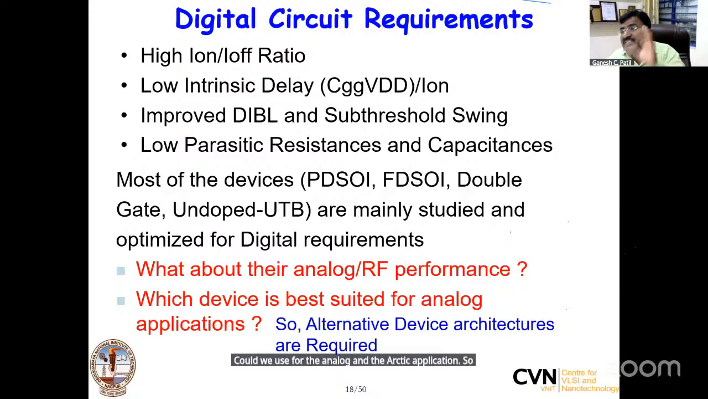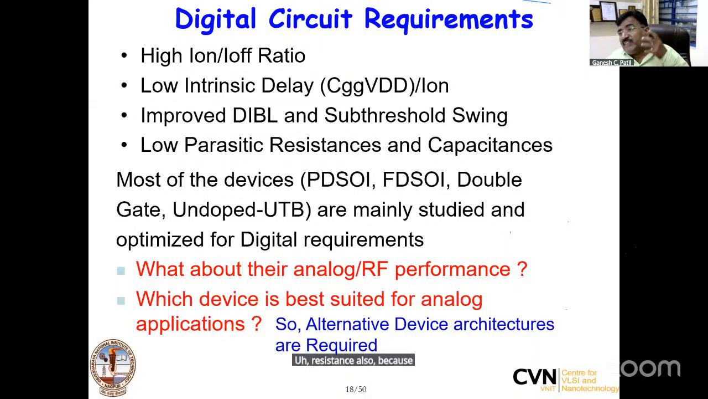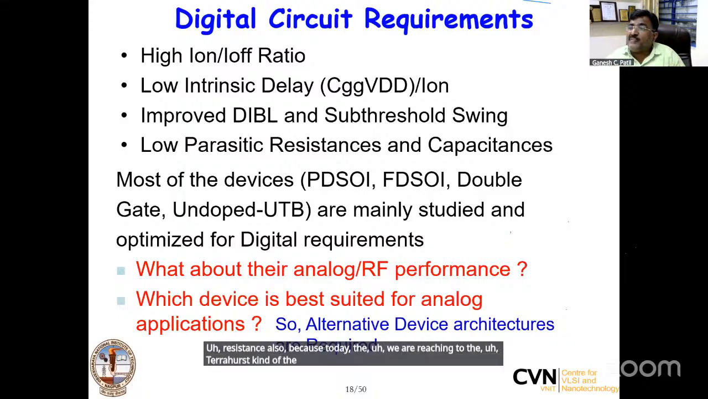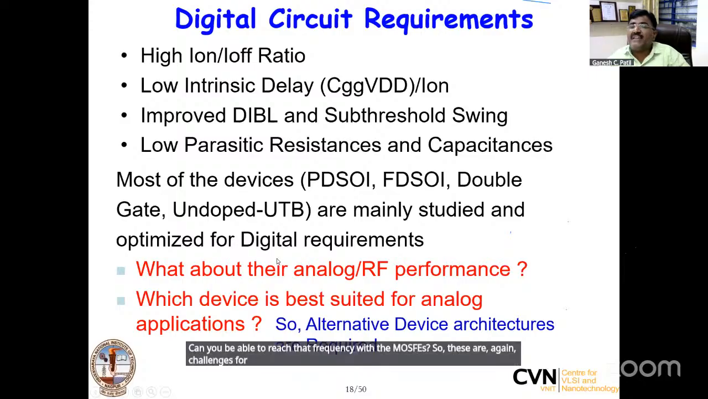So there are open challenges where people are trying to address analog and RF systems also, because today we are reaching terahertz kinds of technologies. When we talk about terahertz technologies, we require high frequency devices, and can we reach that frequency with MOSFETs? So these are again the challenges for analog and RF applications.